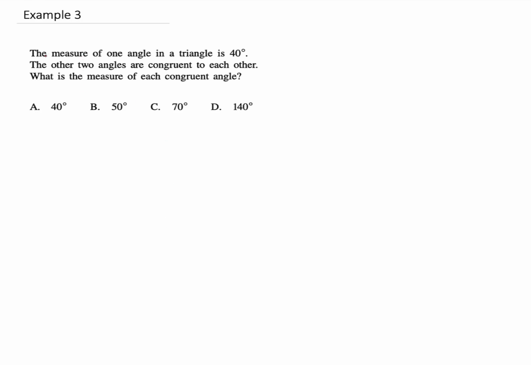Example 3 states, the measure of one angle in a triangle is 40 degrees. So sometimes when they don't give you a model, you can actually draw a model. Don't laugh at my triangle, because I always say in my classes I can't draw, which is the truth. If any of my students are watching this, they can tell you I can't draw. So here's my triangle, and they say one of the angles is 40 degrees. So I'm going to make this big one here 40 degrees.